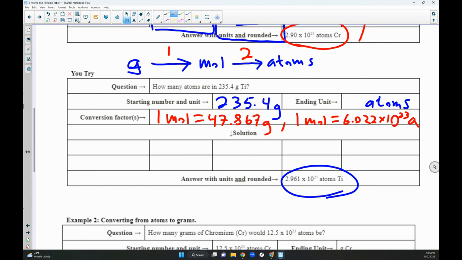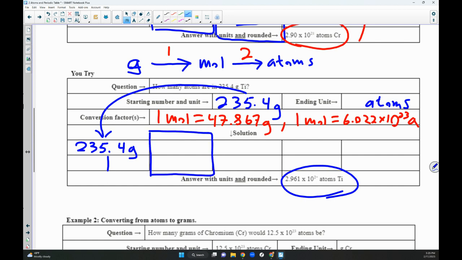Now I start plugging everything into the train tracks down here, as always. 235.4 grams. I can put that over a 1 as a placeholder. And remember, in step 1, I'm converting from grams to moles, so I want to put grams on the bottom here using my first conversion factor. So I put 47.867 grams on the bottom, and I put 1 mole on top.